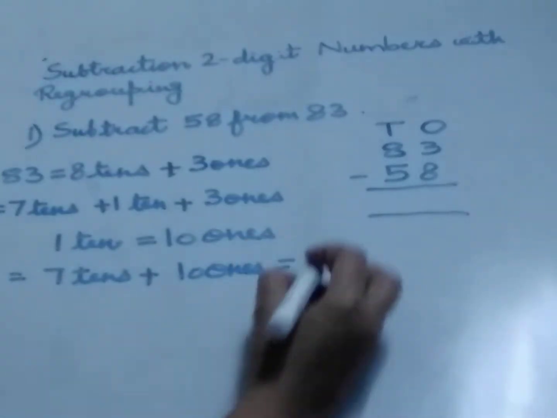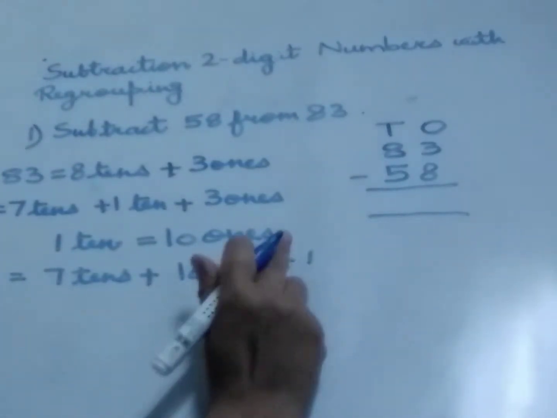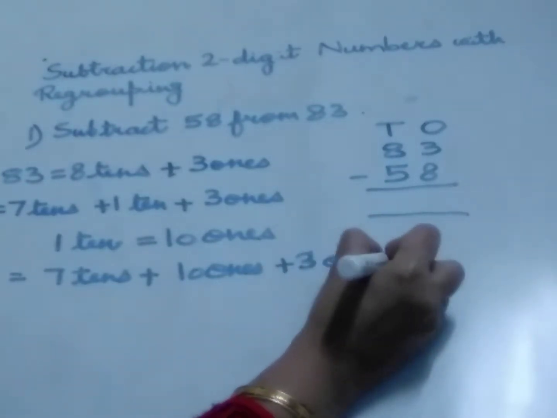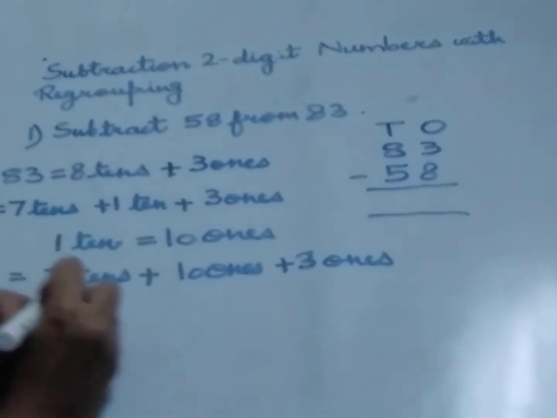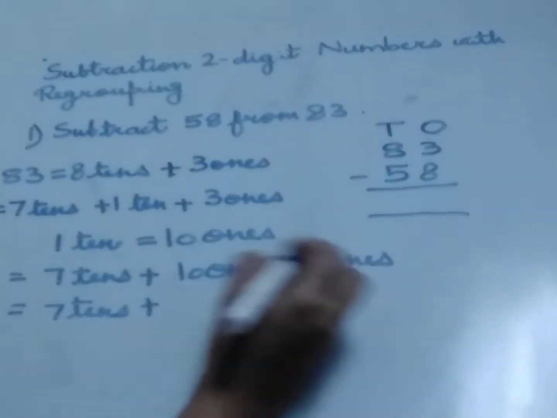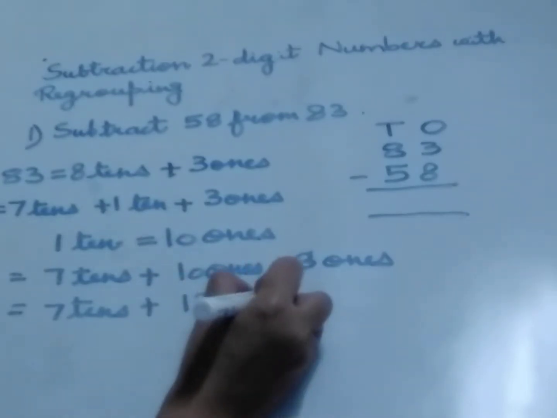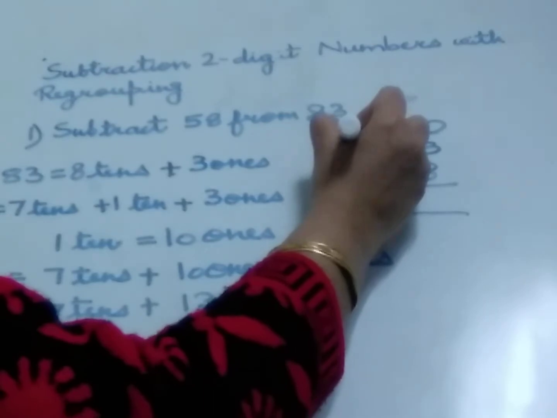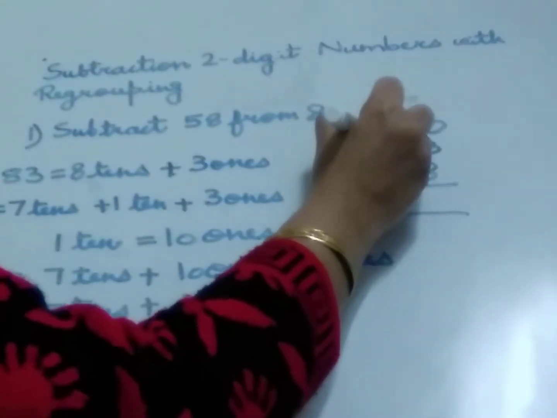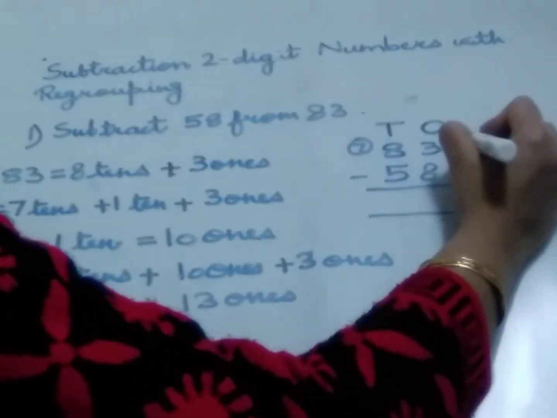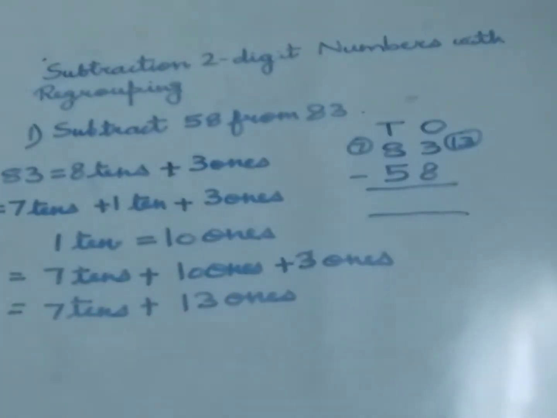So 7 tens plus, in place of 1 ten, write 10 ones, plus 3 ones. So 7 tens, add them: 10 ones plus 3 ones becomes 13 ones. Now write 7 in the tens column and 13 in the ones column.